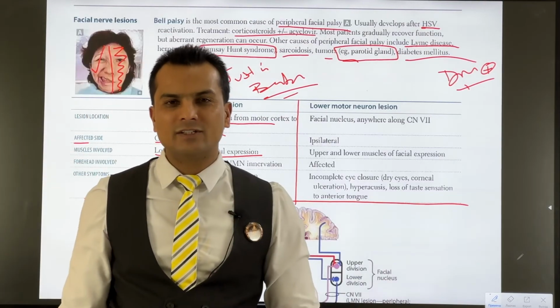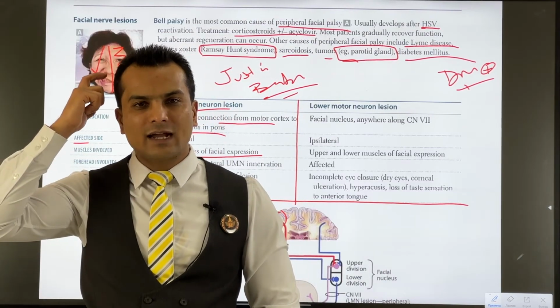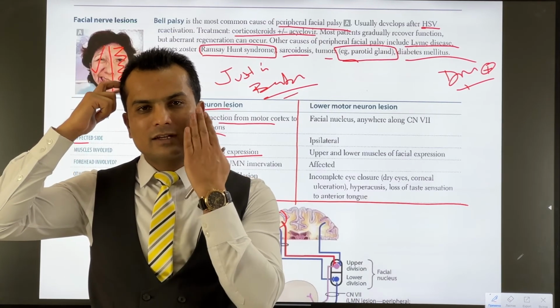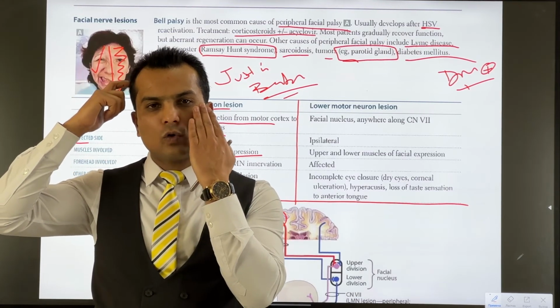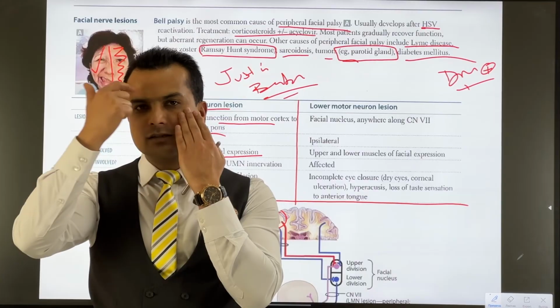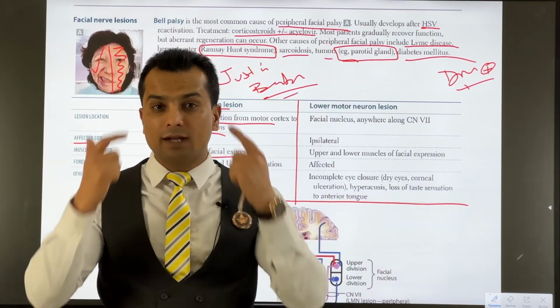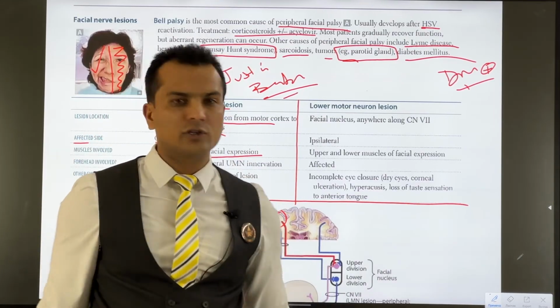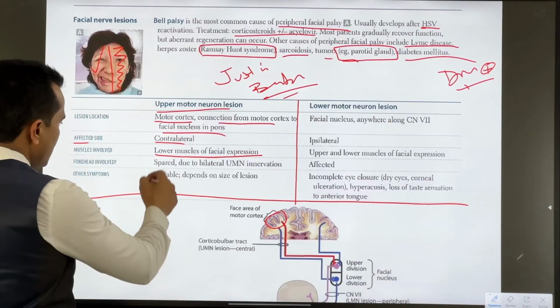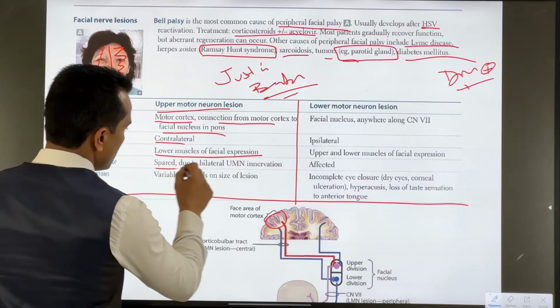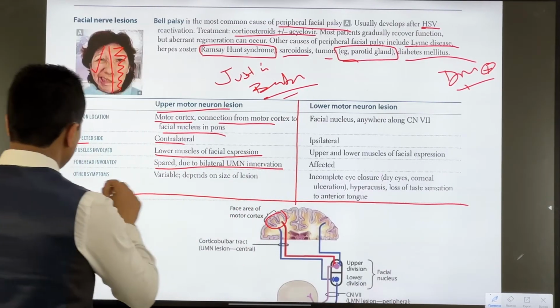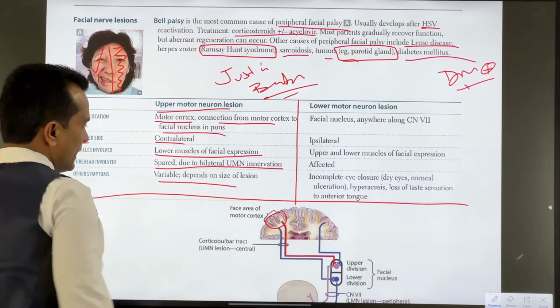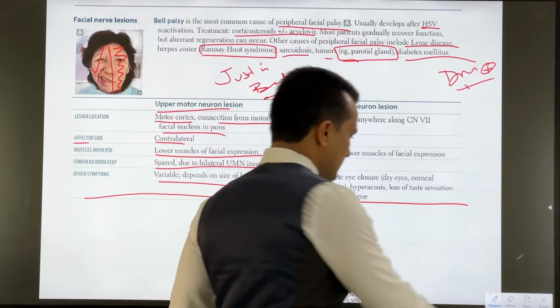This is what I have just explained: if you have injury on the right side of the MCA artery, the left-sided contralateral lower face will be affected and the upper forehead is spared, because the upper face has dual upper motor neuron innervation. And it's written here, forehead is spared due to bilateral upper motor neuron. Other symptoms are variable and depend on the size of the lesion.